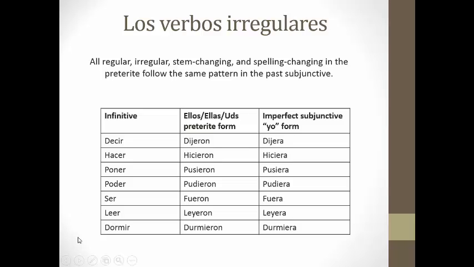Okay, and then you've got dormir. Dormir is a stem changing verb. It's an O to UE, just like you see on your note guide. Okay, so in the they form preterite, that stem change does occur. It's durmieron. Therefore, its imperfect subjunctive form in the yo form is durmiera.